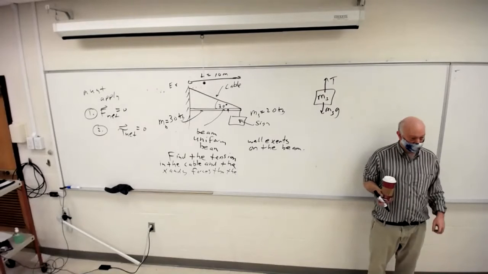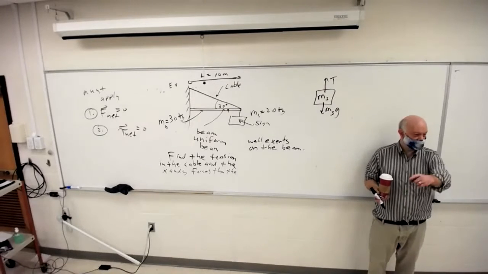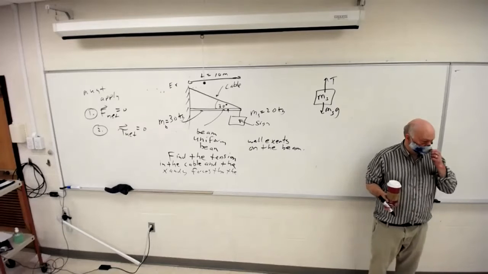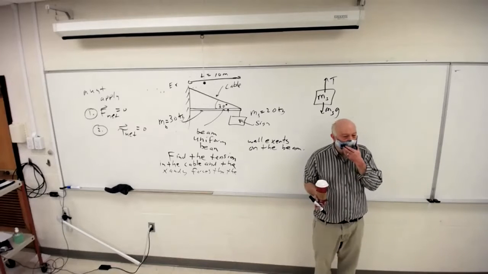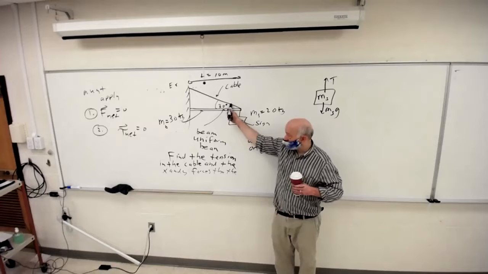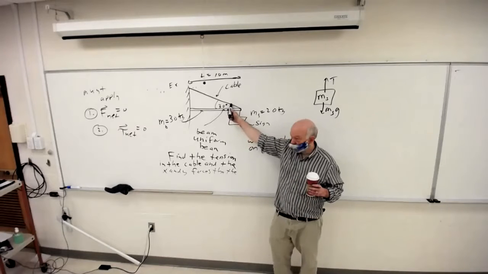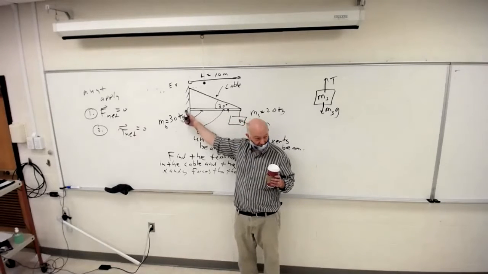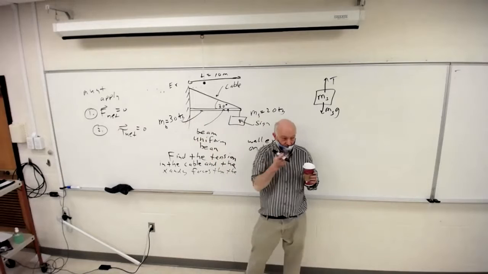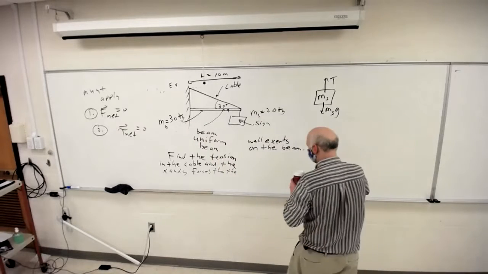What you have to do is look at the free body diagram of the beam. Why would we look at the beam? What are we trying to find? The force in the cable and the X and Y force from this wall. And what are they acting on? Well, they're acting on this beam. So you're going to draw the free body diagram of the beam.